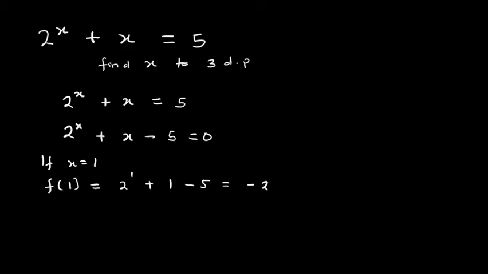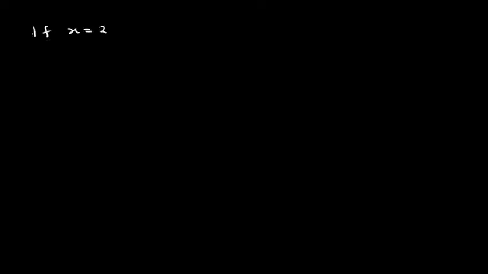Then if x is equals to 2, we have f of 2 will be equals to 2 to the power of 2 plus 2 minus 5. This will give us 2 to the power of 2 is 4 plus 2, we have 6 minus 5, that is 1.